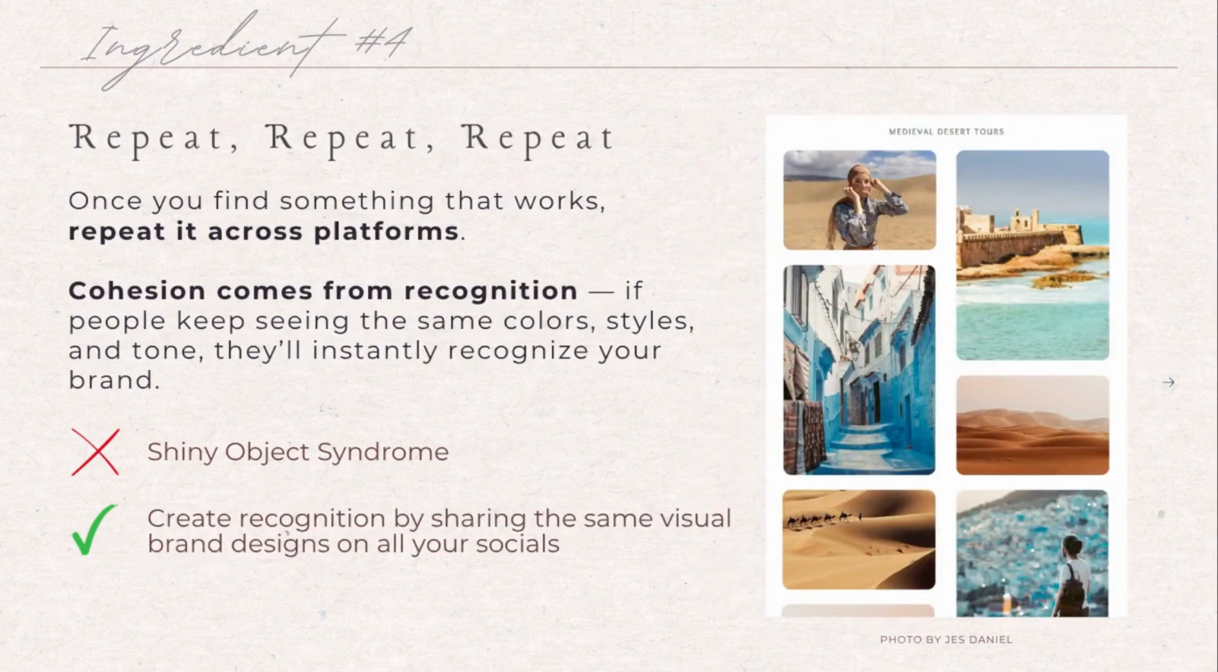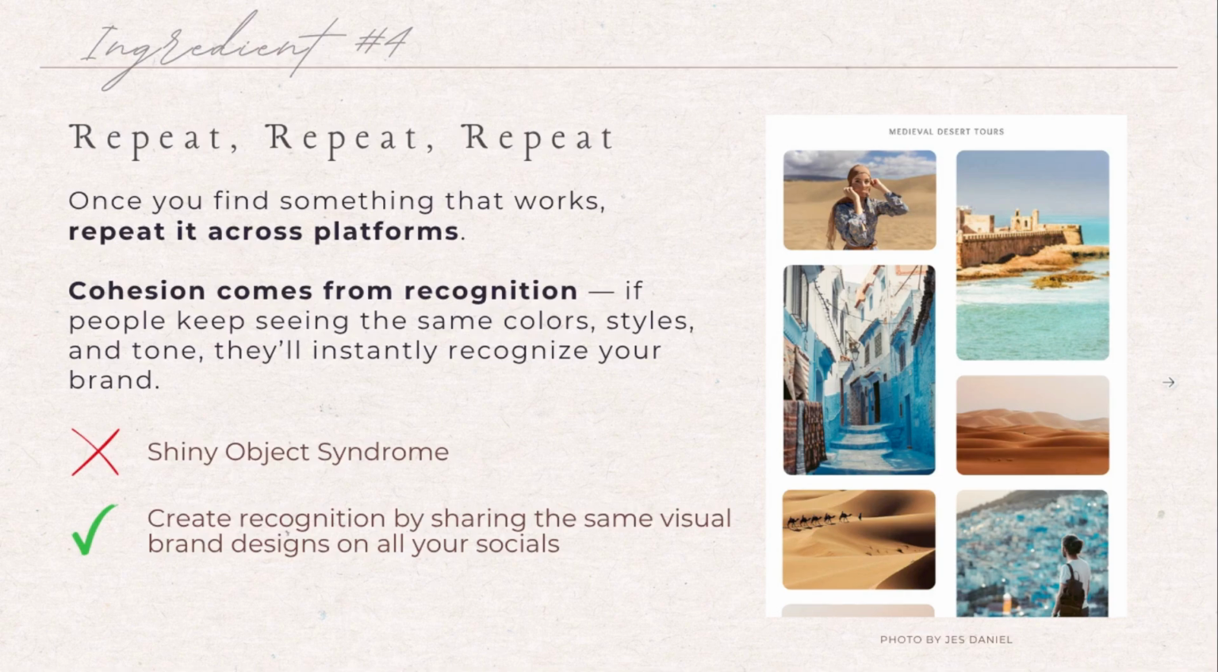And the last ingredient is to repeat, repeat, repeat. So once you find something that works, repeat it across all platforms. Cohesion comes from recognition. If people keep seeing the same colors, styles, and tone associated with you, that will instantly make your brand more recognizable to your audience. So again, resist that shiny object syndrome, meaning the urge to want to try different things, try different fonts. Once you find what works, stick with it.